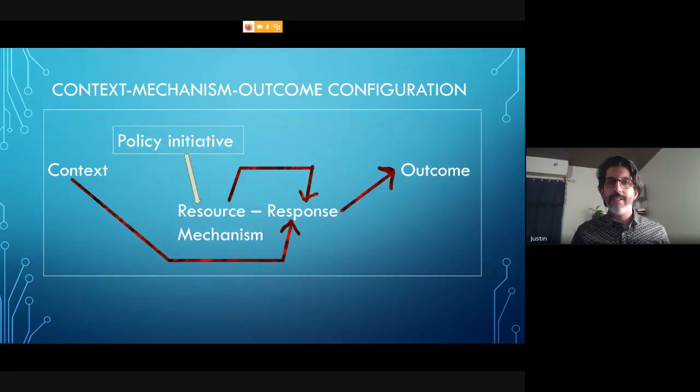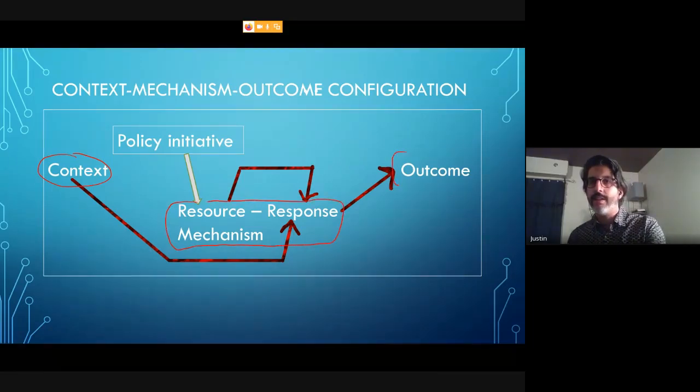So this is the context mechanism outcome configuration. Now I'm adding a layer here, a little more complexity to the configuration. But still, the definition is the same. You have context, right? So here you have context. And here is the mechanism. So the mechanism is the resource and response. And here is the outcome, right?